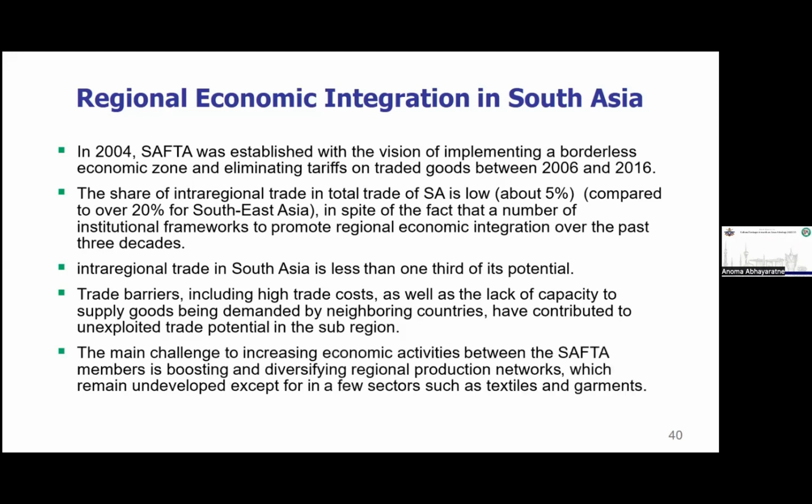So the main challenge that we are facing to increase economic activities between these SAFTA members is boosting and diversifying regional production networks. From the day that we got independence till today, we are producing tea, rubber, coconut, and those traditional products. We sell tea, but we are not trying to sell them according to the demands or the preferences of the people that buy tea. Now, people in many countries like to buy flavored teas, tea bags. So that value addition, we can do before selling them. So our regional networks remain underdeveloped, except for a few sectors such as textiles and garments.